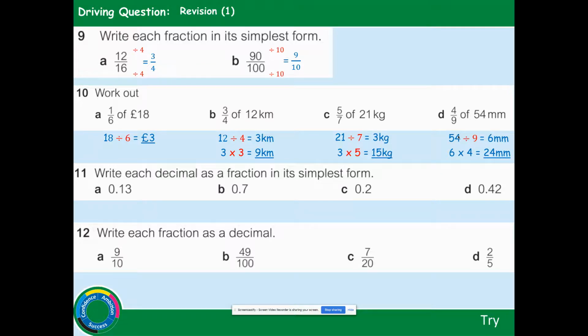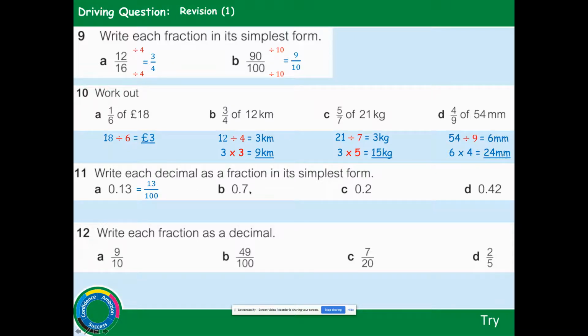Right, write each decimal as a fraction in its simplest form. Okay, so we've got 2 digits here, so we know it's going to be over 100. Here's our decimal, there's 2 numbers after it, so it's going to be over 100, so it's 13/100. I can't simplify that. 13's a prime number, so only 1 or 13 will go into 13, and 13 does not go into 100. So that is in its simplest form.